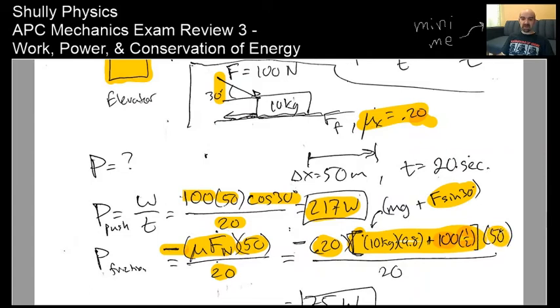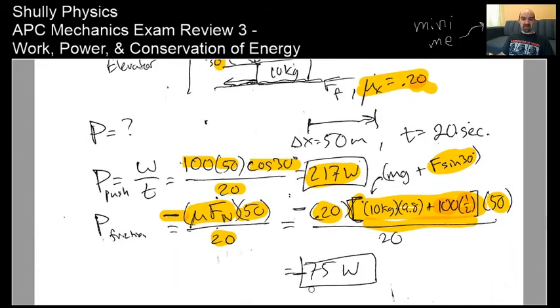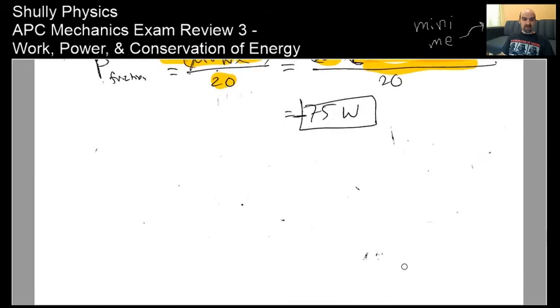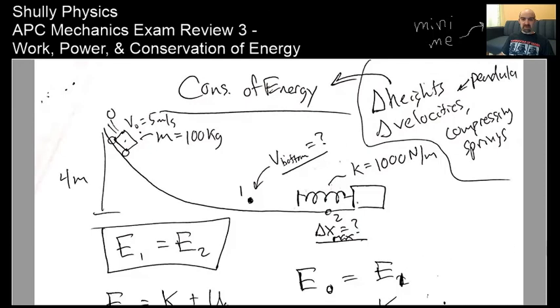And finally, take that force, mu times normal force is the friction, multiplied by the displacement, divided by 20, and we get negative 75 watts. So in this system, we've got 217 watts of power from the push, and negative 75 watts of power from friction. The friction's working against the push. All right, moving on, conservation of energy.